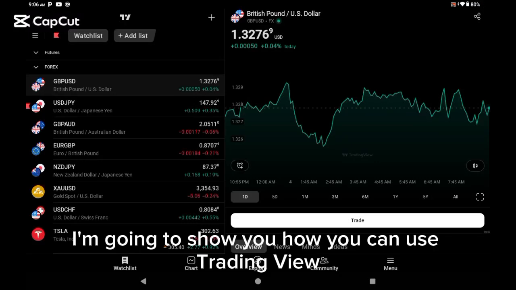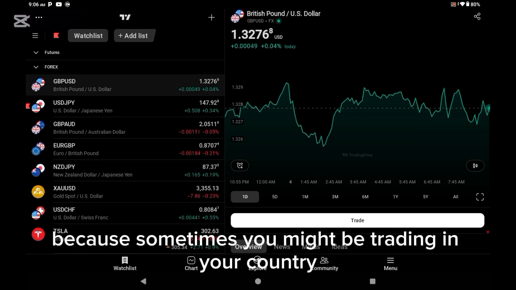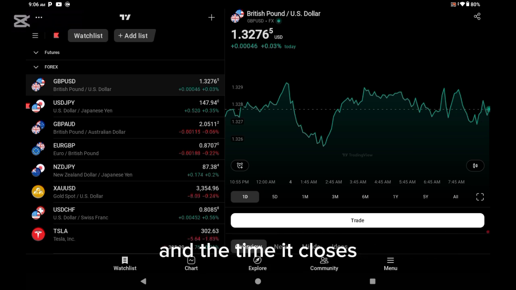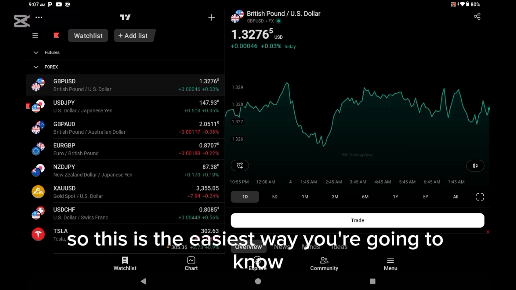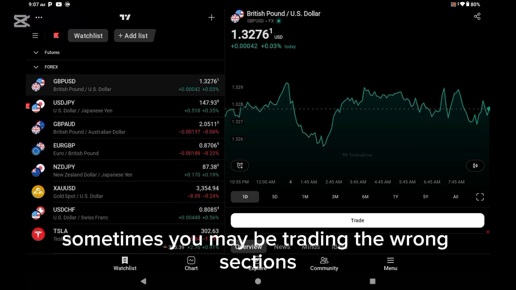Today, I'm going to show you how you can use TradingView to know the time you're trading in your country, because sometimes the time in your country is different from the time the market opens and closes, and it differs in so many countries. So this is the easiest way to know, in order to trade your time. Sometimes you may be trading the wrong sessions.